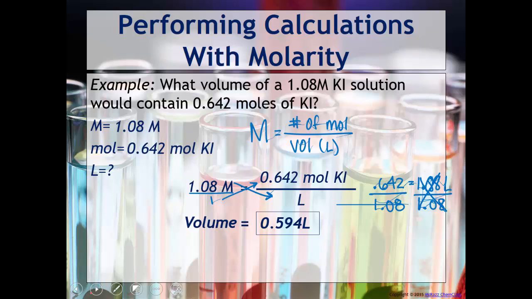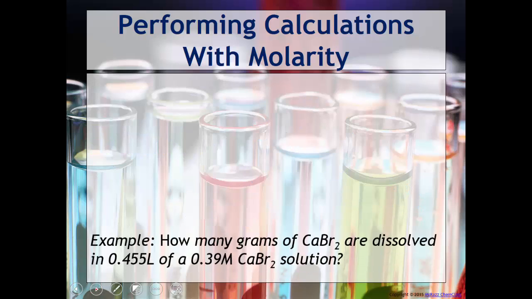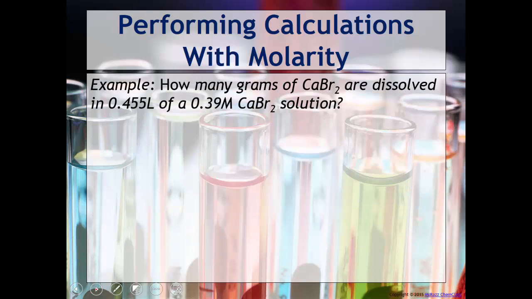All right, you guys ready for the hardest one? You'll definitely need a periodic table for some of these. In this example, I want to know how many grams of calcium bromide are dissolved. That's where we have to do our stoichiometry and a little bit of converting.